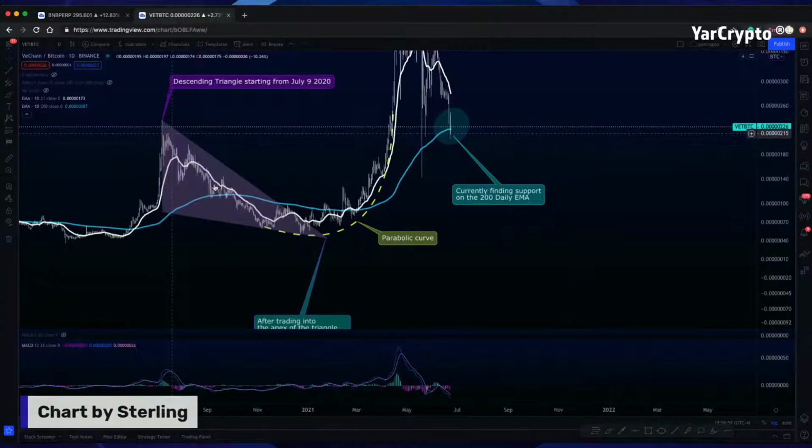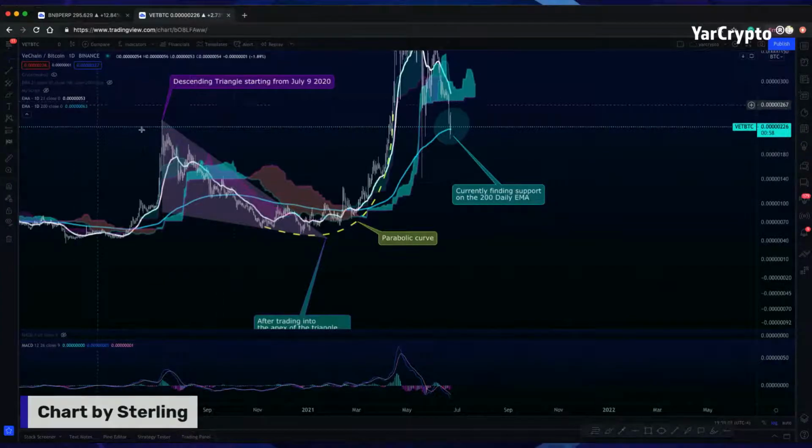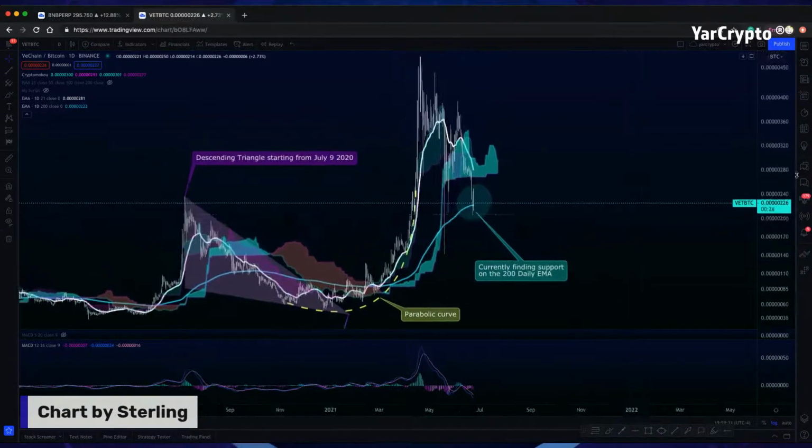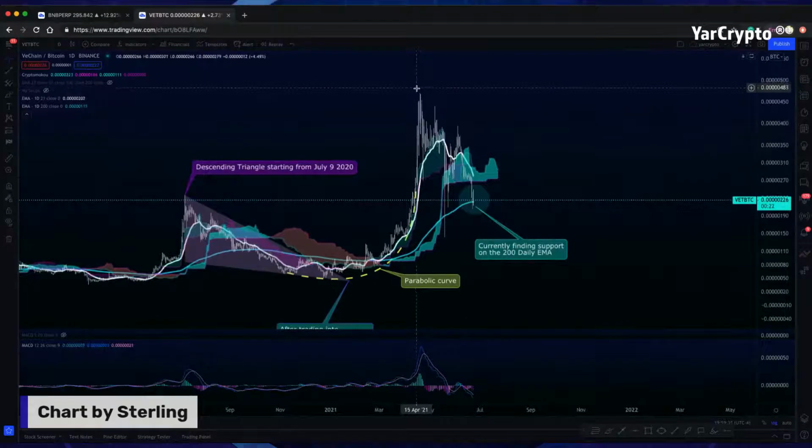Once we went down, we actually fell through the green Ichimoku cloud on this daily chart. And when we fell through that green Ichimoku cloud, we also traded into this descending triangle, right? The interesting thing about this chart is that once we met the apex of that triangle and we broke out to the upside, first we broke out of the 21 daily EMA, the 200 daily EMA, and the cloud all at one time, and it formed this parabolic curve price structure, as you could see. And it sent us to a new all-time high on April 15th.